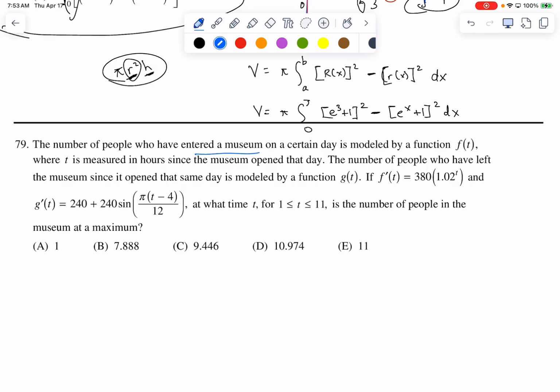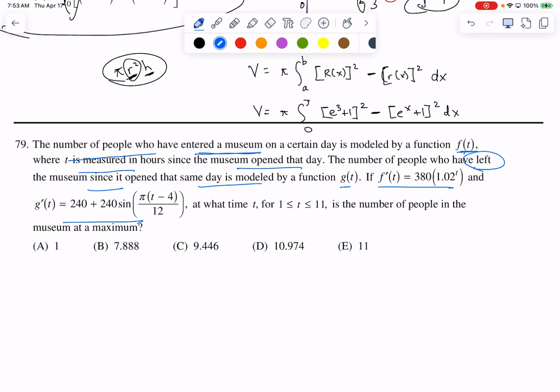The number of people who have entered a museum on a certain day is modeled by the function f of t, where t is the hours since the museum opened that day. The number of people who have left the museum on the same day is modeled by g of t. So f of t represents how many people enter the museum. What does f prime represent? The rate at which they enter, how fast they enter. G of t represents the people who have left. What does g prime represent? How fast they leave, the rate at which people leave.